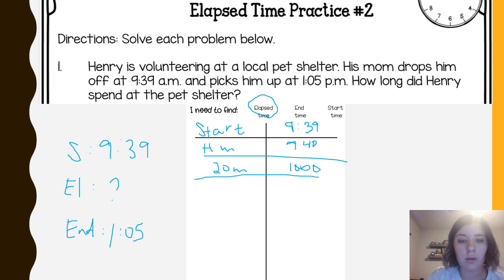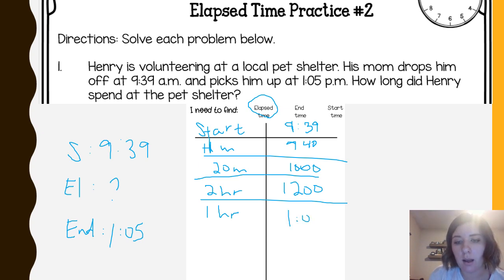Now I'm trying to get all the way to 1. I'm going to add 2 hours. Now, you don't have to add 2 hours. You could add 1 hour. You could add 30 minutes. I'm going to add 2 hours because I know 10 plus 2 would be 12 o'clock. Okay, now I'm going to add 1 hour. Make sure you're writing M or HR next to it so you can tell if you're adding minutes or hours. Now I'm at 1 o'clock. I'm trying to go to 1:05. That means I just need to add 5 more minutes.